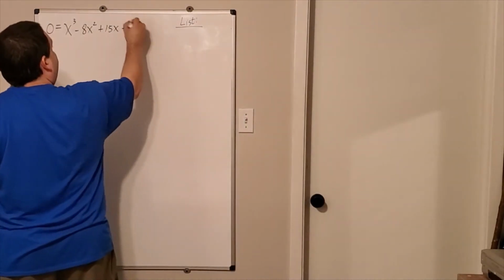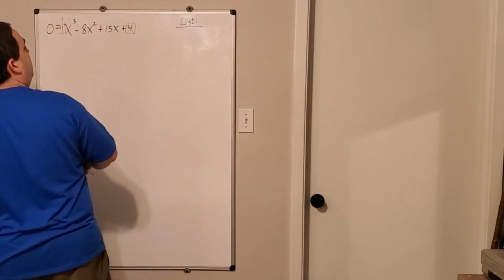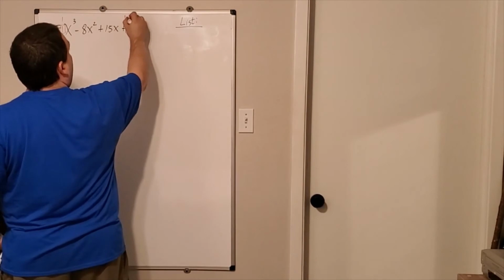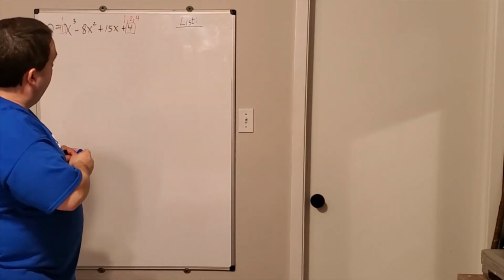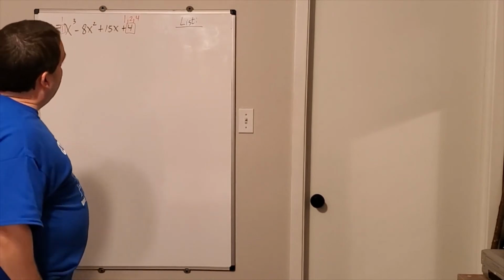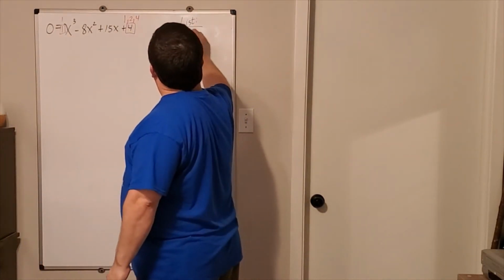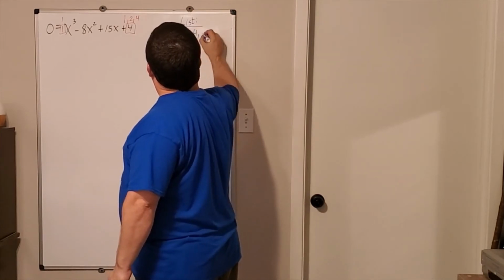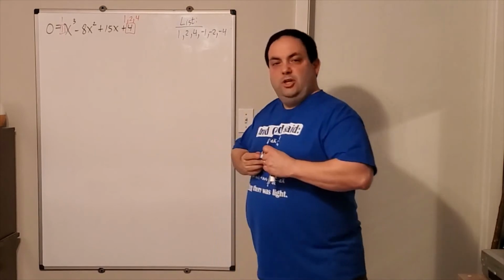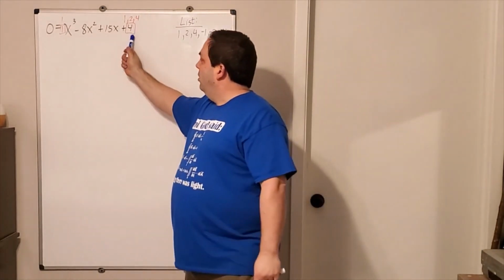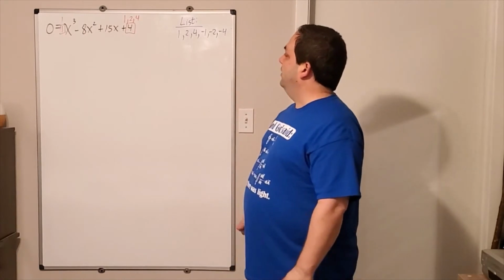What are the factors of 4? What are the factors of 1? The factor of 1 is 1. Factors of 4 are 1, 2, and 4. So then my list is going to be 1, 2, 4, negative 1, negative 2, negative 4, because I'm just going to do the combinations of all of these over 1, and then the negatives to go along with it.